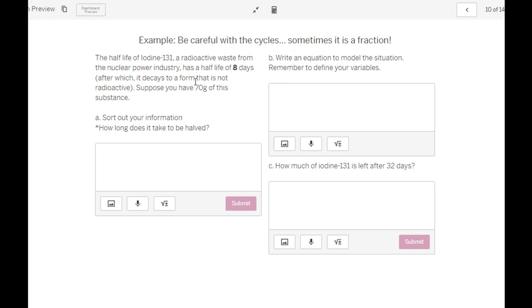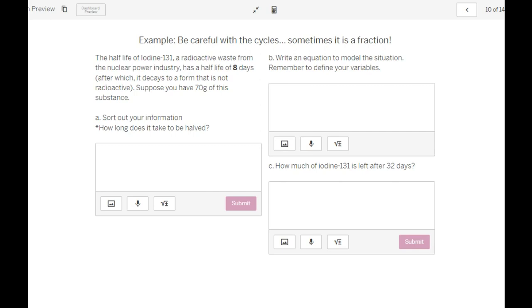Now, let's talk about half-life. Half-life is what scientists use to measure radioactive products. We talk about how long it takes for it to become half of the weight that it originally is. Now, in this case, it takes us 8 days for it to be reduced.